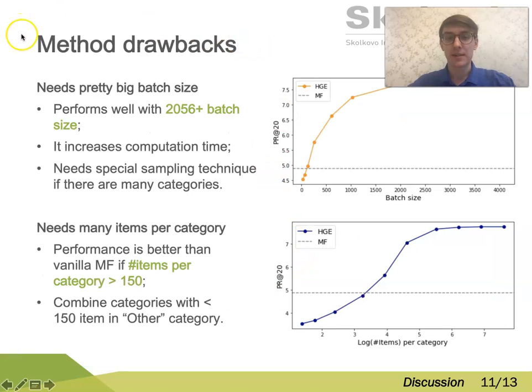Also, this method has some drawbacks. First of all, it needs a pretty big batch size of more than 2000 items per batch. This big batch size increases computational time a bit, and also it needs a special stratified sampling technique if there are many categories. Also, we discovered that the method needs many items per category. Indeed, it works better than baselines if there are 150 or more items per category.